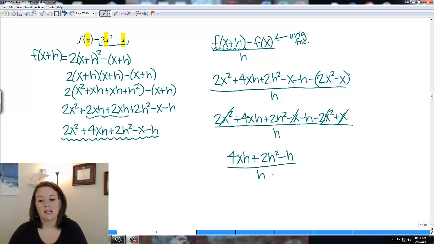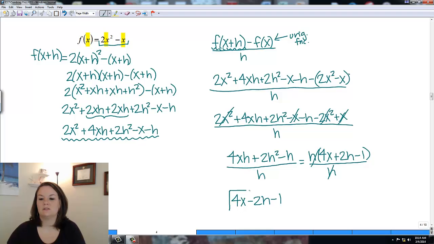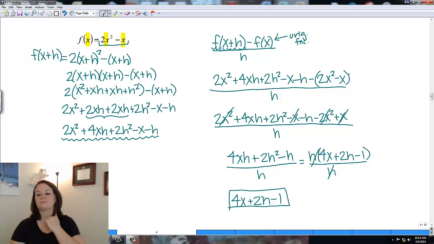And I just said h about 4 times. So that means they all have h's. I can reduce. So I'm going to go ahead and just factor out an h on top, which leaves me with 4x plus 2h minus 1 all over h. And then I can reduce those h's, which means my difference quotient is 4x plus 2h minus 1.